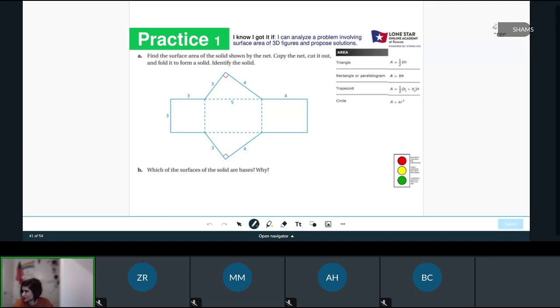There's a poll on your screen, and please respond to this poll and share with us. How do you feel about finding areas of these smaller components and finding the total? Caitlin even solved it. Caitlin, I can tell you are very fluent. So using the poll, tell us how confident you feel.